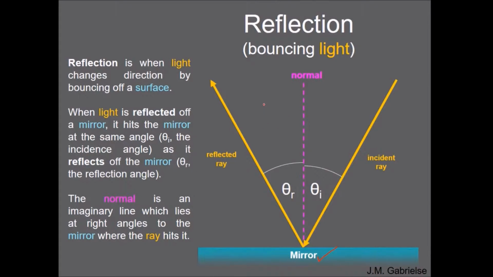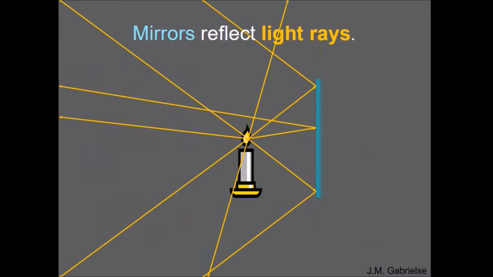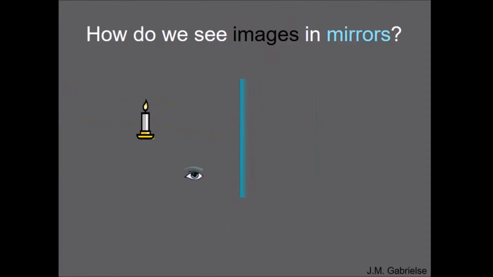When light is reflected off a mirror, it hits the mirror at the same angle. This is theta I, the incident angle, and this is theta R, the reflected angle. The normal is an imaginary line which lies at right angles to the mirror where the ray hits it. So mirrors reflect light rays. How do we see images in mirrors? This is how it takes place.